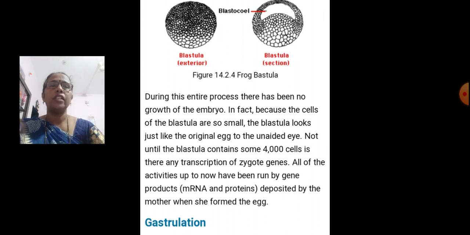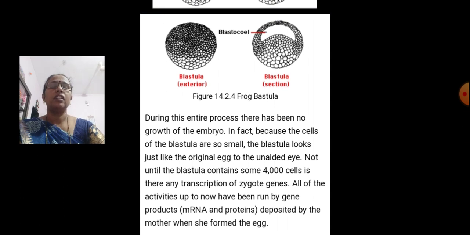All of the activities up to now have been run by gene products, that is mRNA and protein, deposited by the mother when she formed the eggs. Thus in the blastulation stage, the blastocoel cavity is formed. Yes students, in this period we saw frog embryology, that is the fertilization, structure of the eggs, and then cleavage and the blastula.